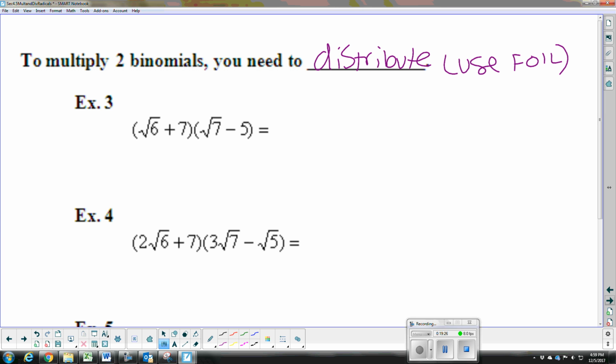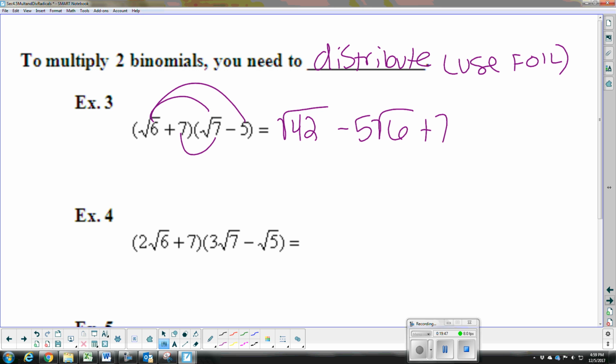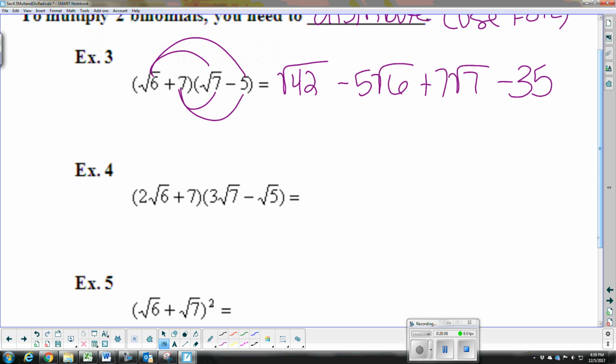All right, so again, remember we can only add terms with like radicands. So square root of 6 times the square root of 7 is the square root of 42. Square root of 6 times negative 5 is negative 5 times the square root of 6. Square root of 7 times the square root of 7. And then 7 times negative 5. All right, so here, that's as simple as we can go. We can't simplify square root of 42, square root of 6, or the square root of 7 to get like radicands. So that's it for that one. That's as simple as we can go.